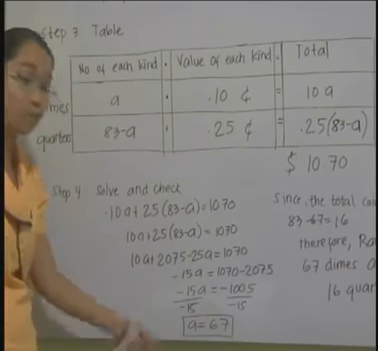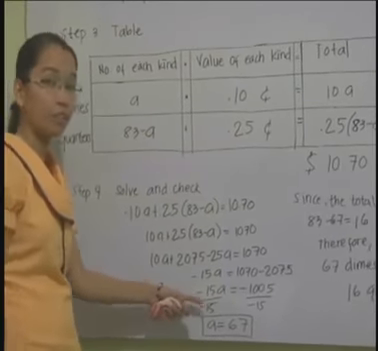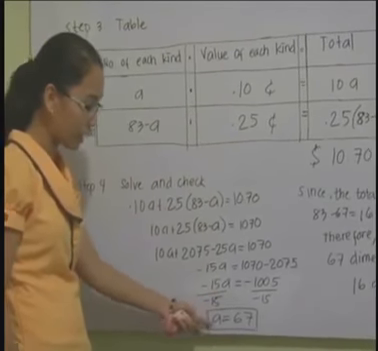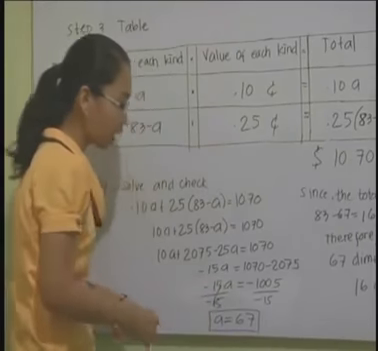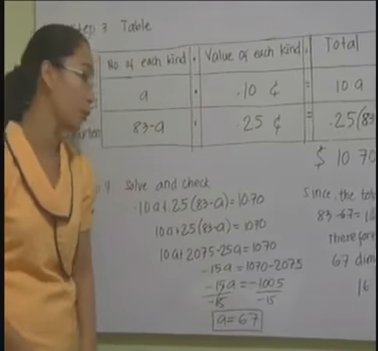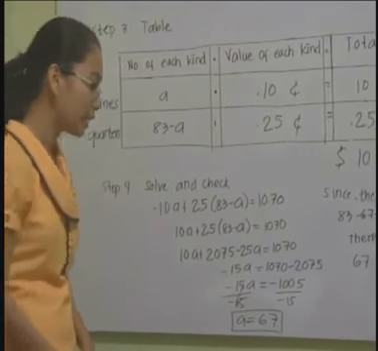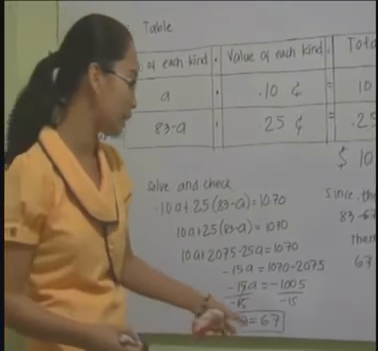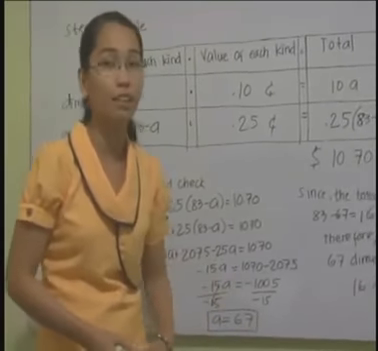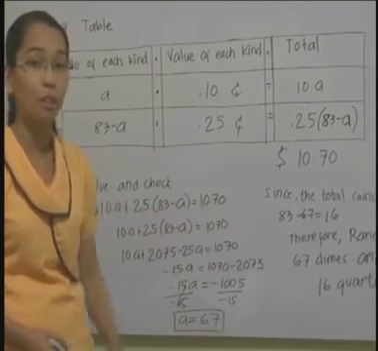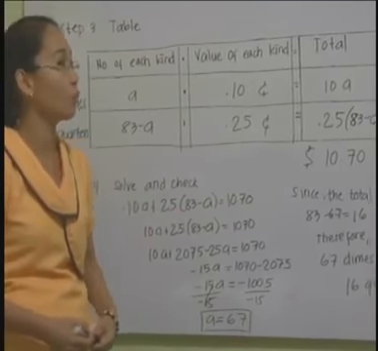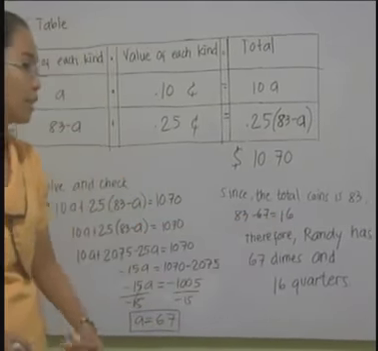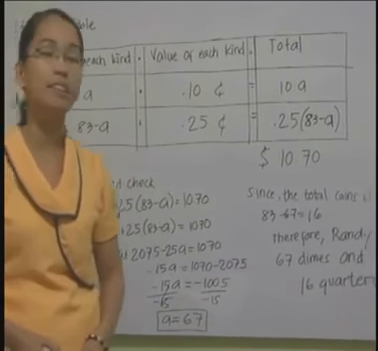Now, in order to get the value of A, we divide both sides by negative 15. Negative 15A divided by negative 15 is A, because we can cancel this out. And negative 1005 divided by negative 15 is 67. So we already have the number of dimes, that is 67. Since the total coins is 83, we subtract 67 from 83 to get the number of quarters. 83 minus 67 is 16. Therefore, Randy has 67 dimes and 16 quarters.